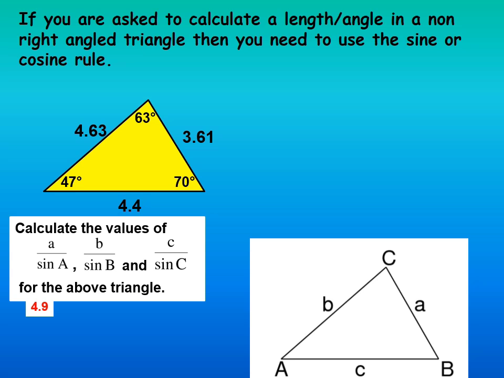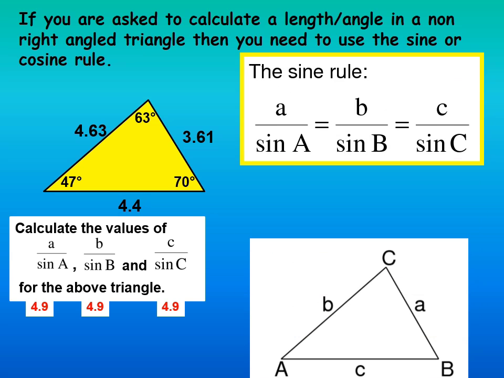Now if I did this with small b, so 4.63, and divided that by sine 70, so b over sine B, I would also get 4.9. And then the same with the c's. c over sine C will give me 4.9 again. And this is where the sine rule comes in. Your formula, the sine rule, is a over sine A equals b over sine B equals c over sine C, as we've just seen.